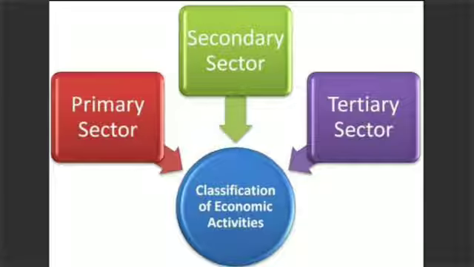There are three types of production. What are they? Primary production, secondary production, tertiary production. What are the three types of production? Primary production, secondary production, and tertiary production.